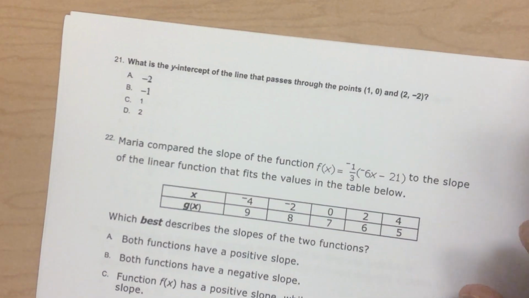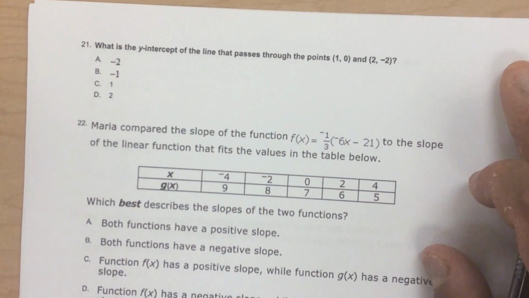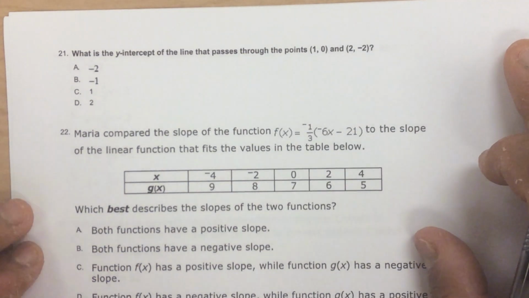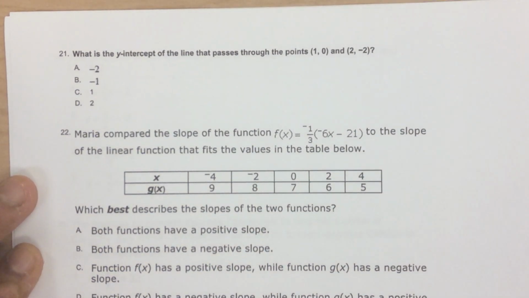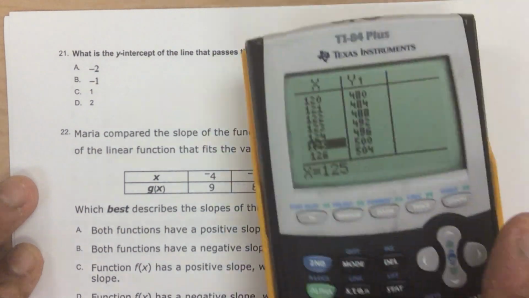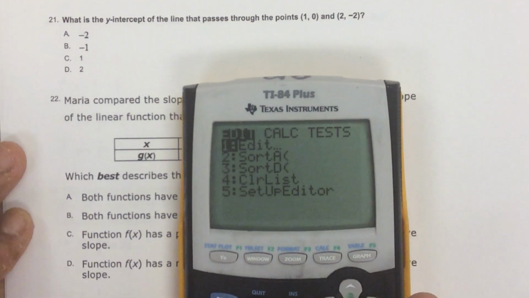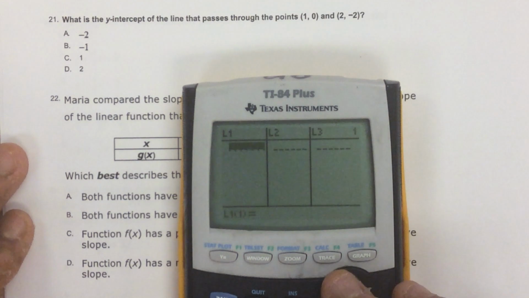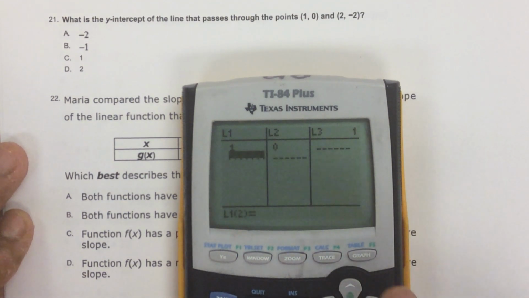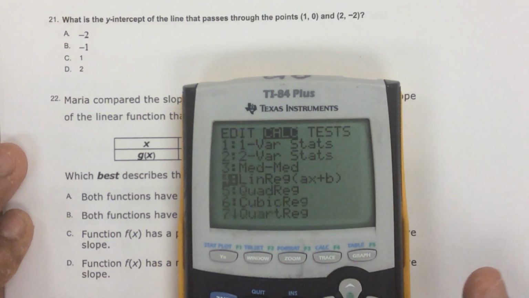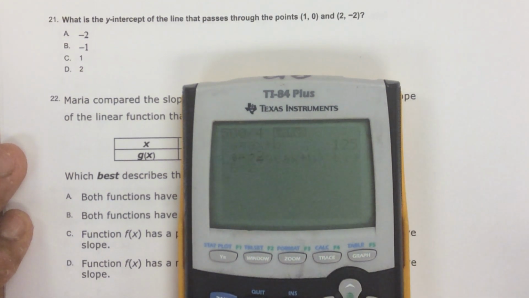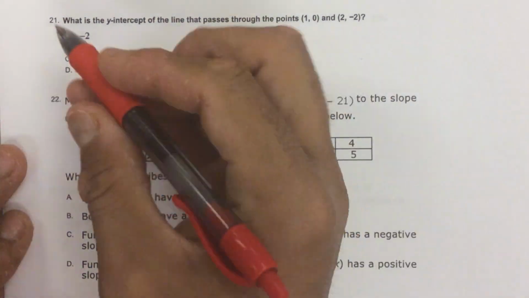Okay, moving on. What is the y-intercept of the line that passes through the points (1, 0) and (2, -2)? Well, for this one, you have your calculator. So what I would do is go to stat, edit, type in the first ordered pair, and then the second will be 2, -2. Now go to stat, calculate, option number 4, enter, enter, enter, and your y-intercept is 2. So your answer is D.